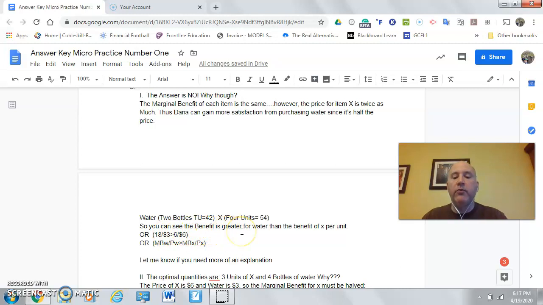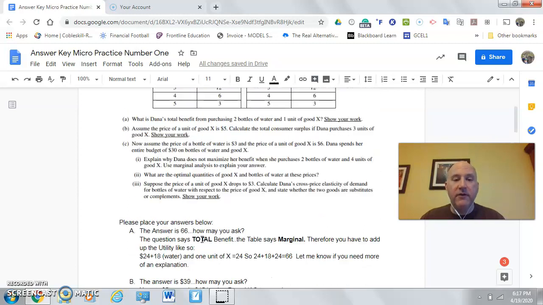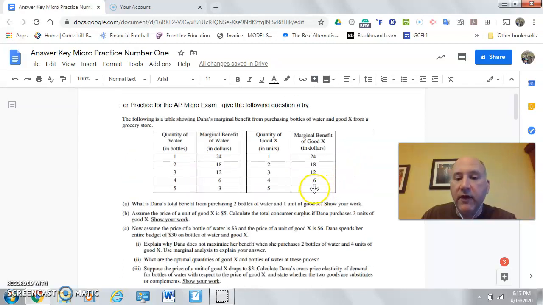Or you could do this, where you take the benefit per unit. So you take the 18 divided by 3, which is 6, which is greater than 6 divided by 6, which is 1. Where did I get 6 divided by 6? Well, they said if she spends her entire budget, if she buys 4 units, so you take 4 units, 6 divided by 6, the price would be 1. So that's how you get 1. So that's the benefit of getting that last one, would be 1.